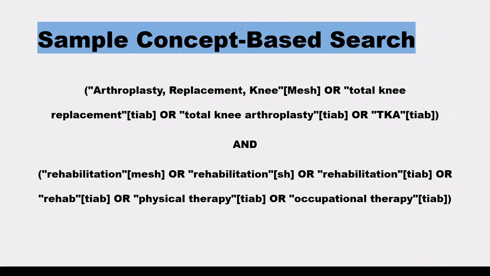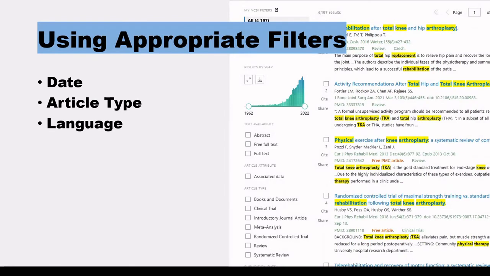Your search doesn't have to look just like this. There's not a right way, but there are better ways, and this search would certainly return the kinds of literature we wanted to see if we were interested in this topic. Next, let's talk about using appropriate filters. Some filters are more appropriate than others. Depending on the topic, I usually use date, article type, and language.